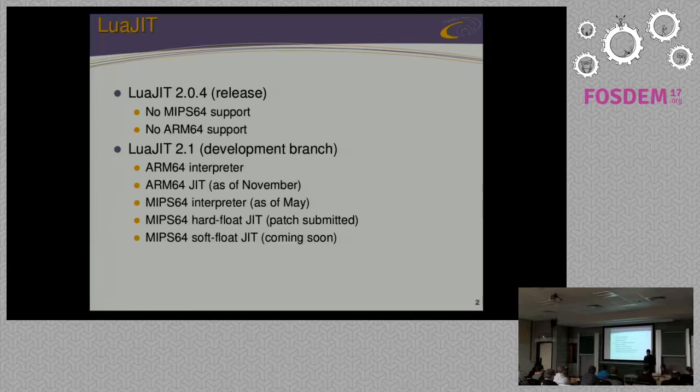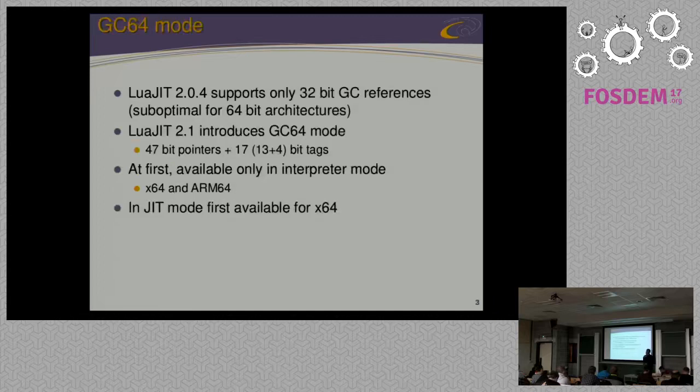A little bit about the changes between the two main versions, 2.0.4 and 2.1. The current release version supports only 32-bit GC references, which is suboptimal for many 64-bit architectures. This problem is solved by introducing the GC64 mode, which enables using pointers up to 47 bits, meaning that you can now allocate memory from an address space that is up to 47 bits, addressing the lower 47 bits instead of only 32.